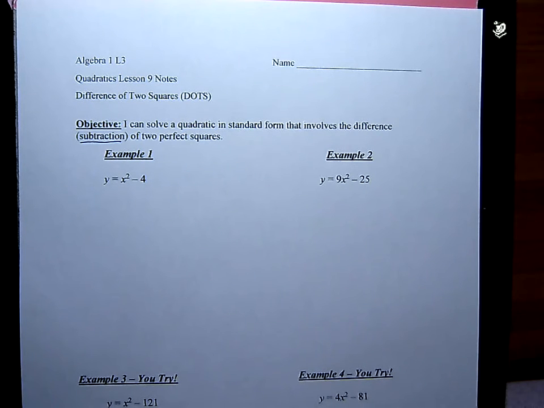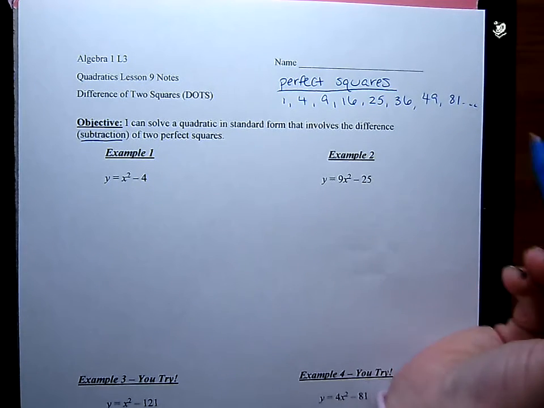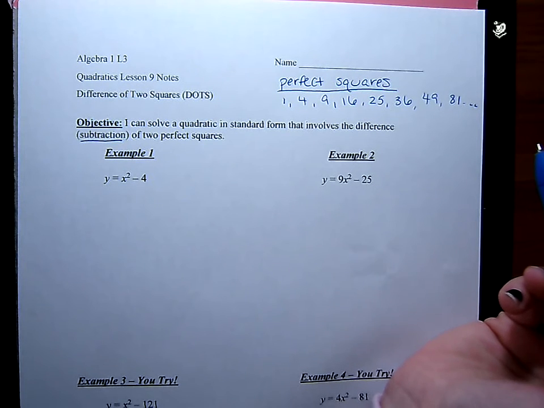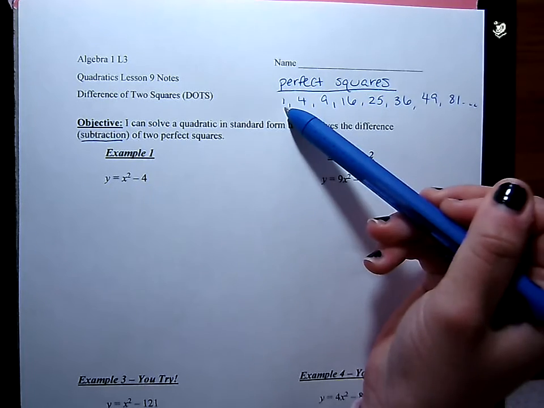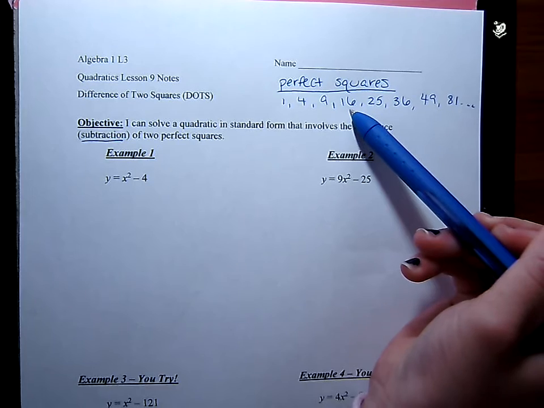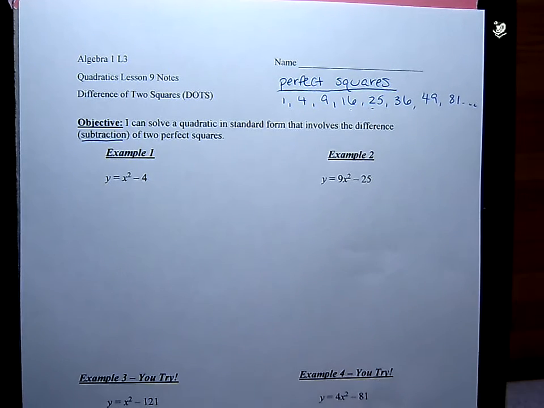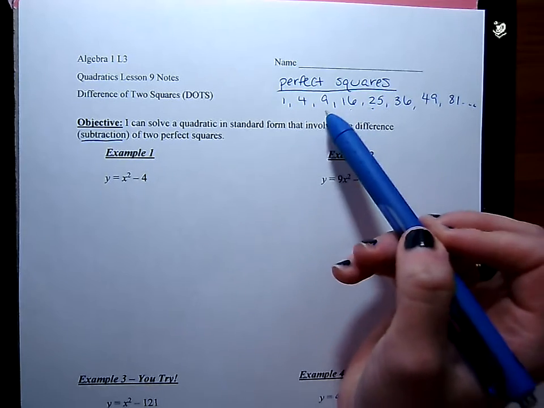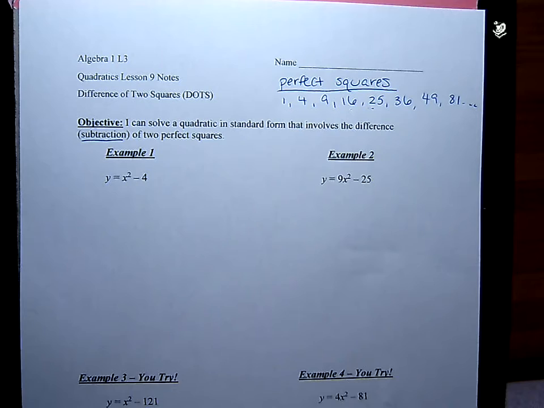So first of all, what is a perfect square? So these are all perfect squares. A perfect square is basically you can take two numbers like 1 and 1, and when you multiply them together, you get a perfect square. 1 times 1 is 1. 2 times 2 is 4. 3 times 3 is 9. 4 times 4 is 16. 5 times 5 is 25. So on and so forth. So it's the product or the multiplication that results when you multiply a number by itself.